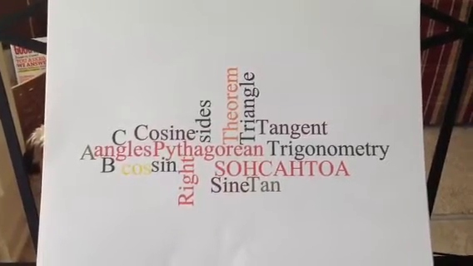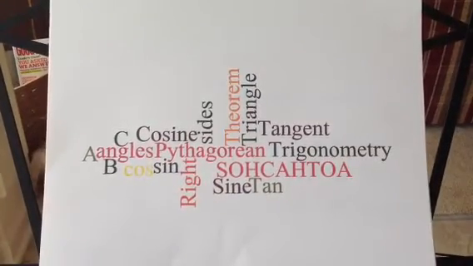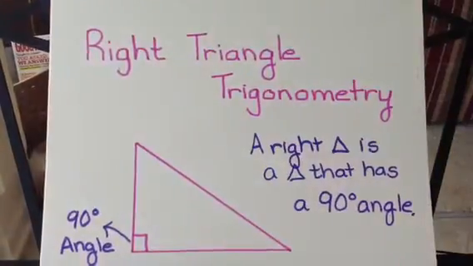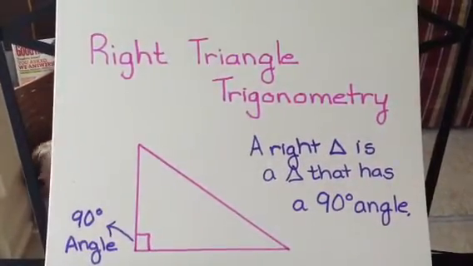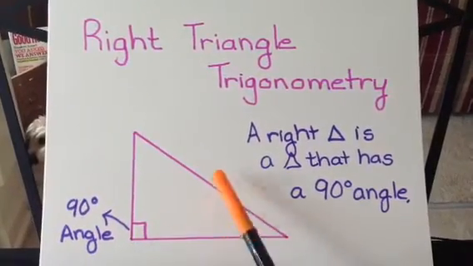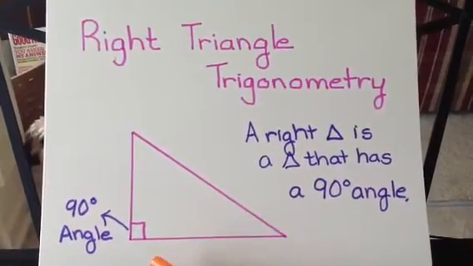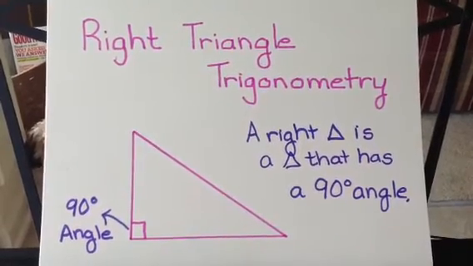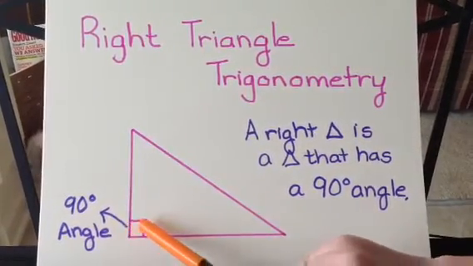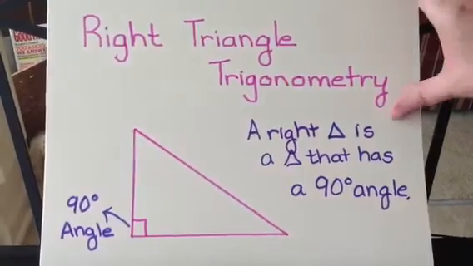This is a lesson about right triangle trigonometry. Right triangle trigonometry involves a right triangle. Right triangles are triangles that have a 90-degree angle, marked by the little square in the corner.